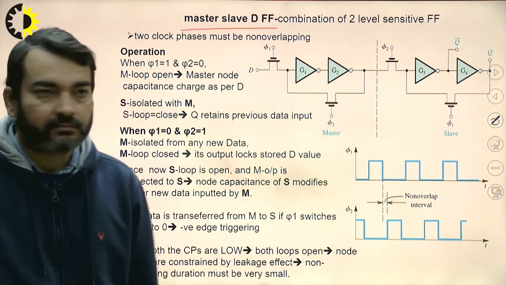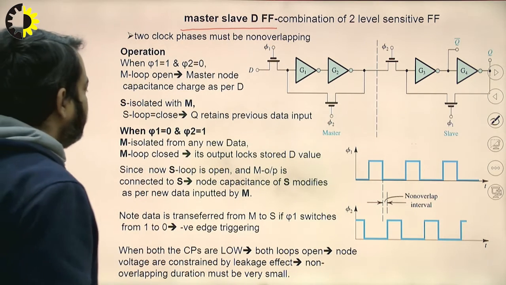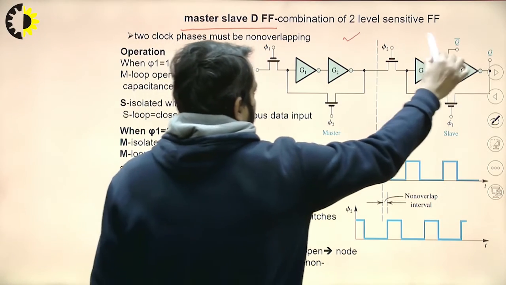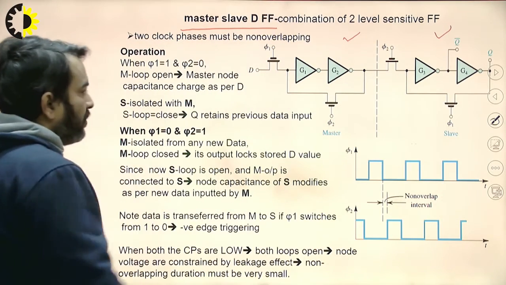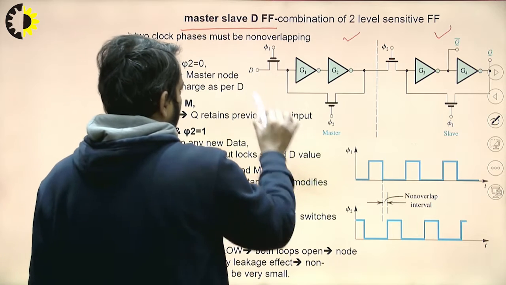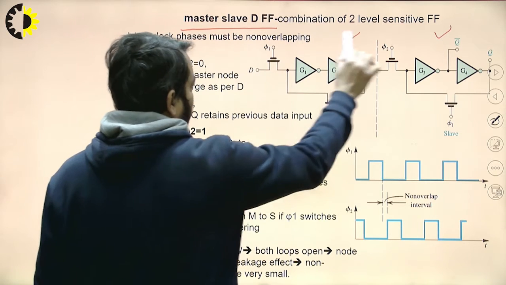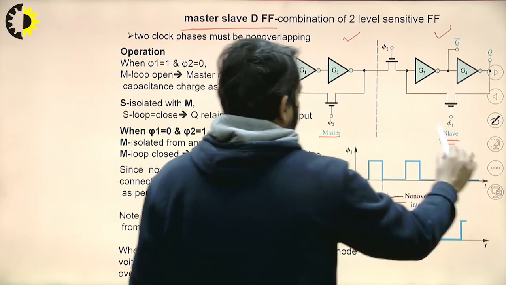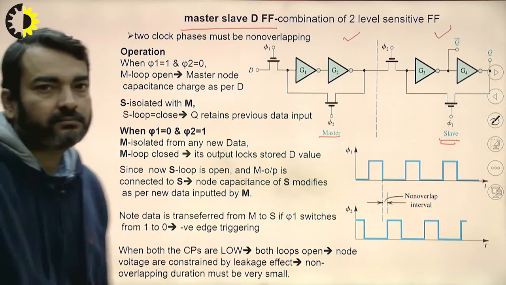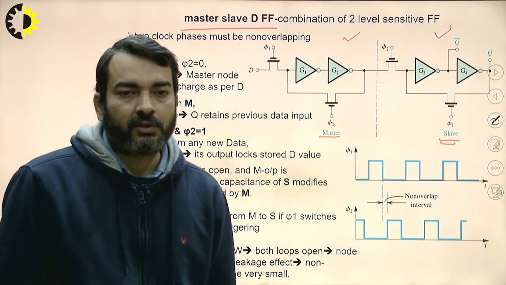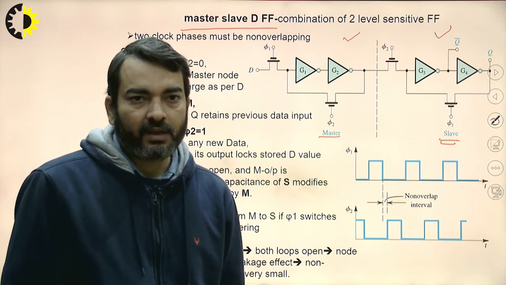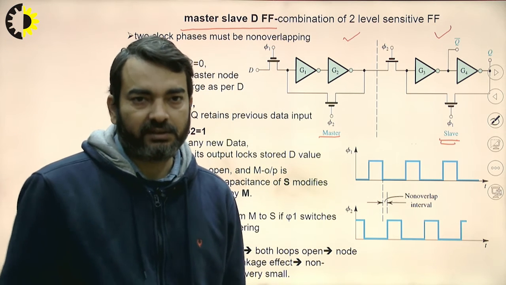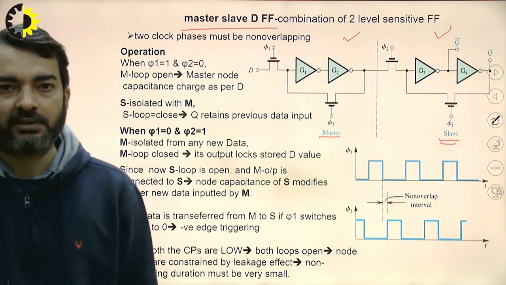So in this particular case, we have used two flip-flops, two D flip-flops. One is the master flip-flop, this first part is the master flip-flop. Then the other is the slave flip-flop. So let's say we will take the first case. Let's say clock phi 1 is 0 and clock phi 2 is 1.